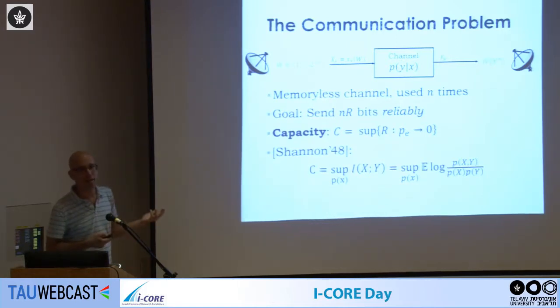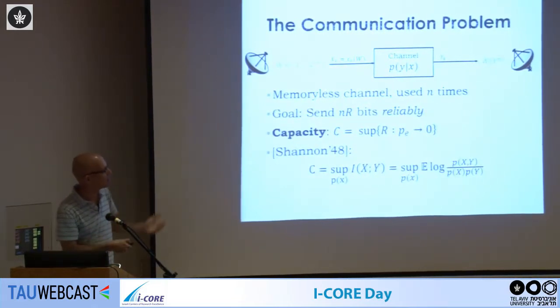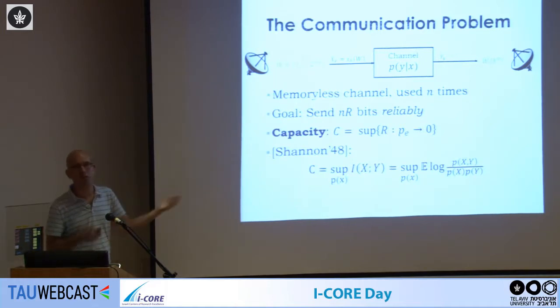And not only that, this quantity has a very simple formula. It's the supremum over all input distributions, P of x, of the mutual information between the input and the output, which has a very simple expression: the expectation of the logarithm of the ratio of the joint distribution, Pxy, to the product of the marginals. So this is an easily computable quantity, and it characterizes what can be done over this channel reliably.